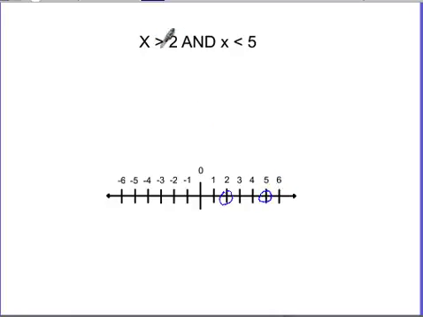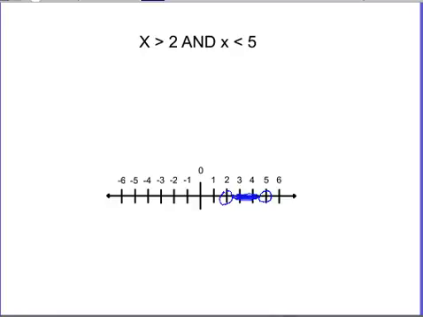So if x is greater than 2, which way do we shade? Right. To the right from 2. And x is less than 5, which way do we shade from 5? Left. So what we have here could be any number greater than 2 and less than 5. And so it could be a decimal or fraction, right? Yeah. Okay.